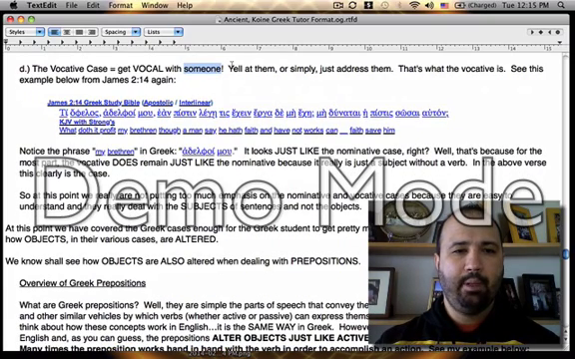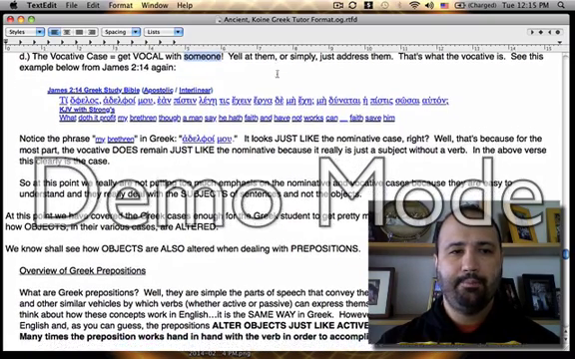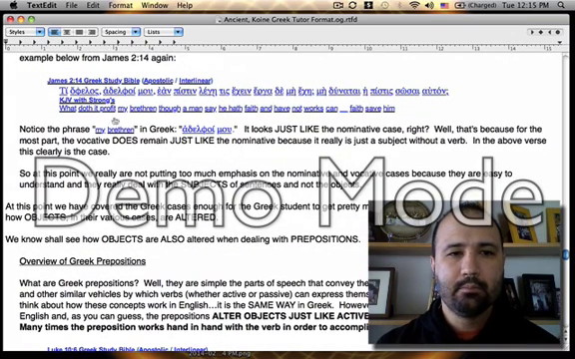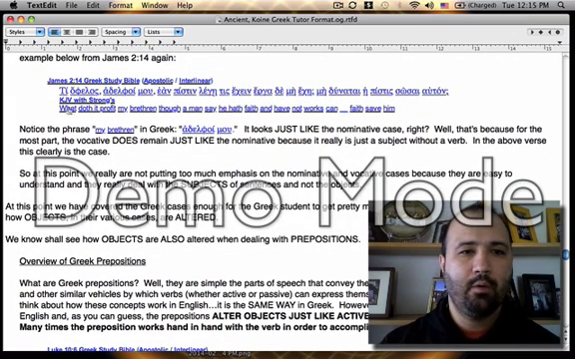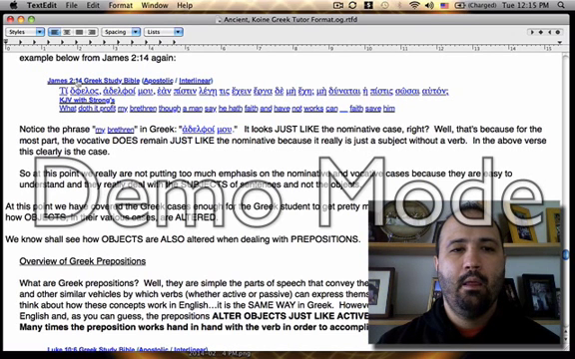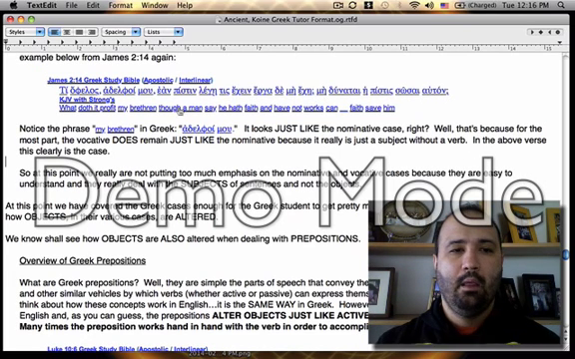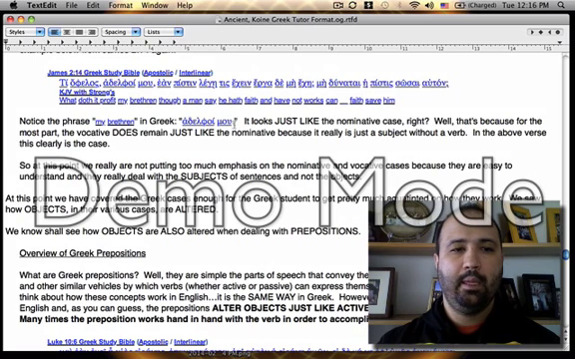Let's see this example below from James 2:14 again. Okay, we have used this scripture in the past. We're going to go over it again. All right. Τι όφελος αδελφοί μου, εάν πίστη λέγη τις, έχειν έργα δε μη έχει. What does it profit, my brethren, though a man say he hath faith and have not works? Okay, now just focus here with me on this phrase, my brethren.